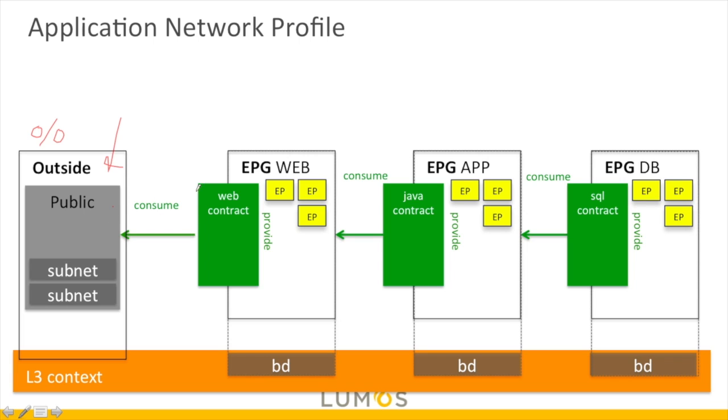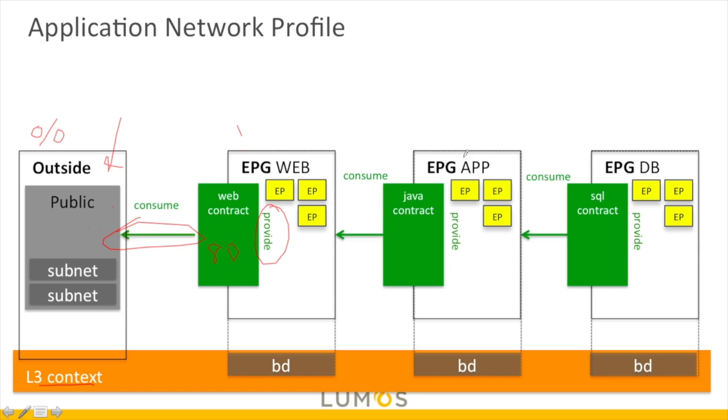To get the outside world into our web layer, we have to provide a contract. So the web EPG is providing, and the public outside EPG is consuming this web contract. And this web contract might say, let's let port 80 through or port 443. The web servers exist on a bridge domain, and the bridge domain has a subnet on it. And those subnets exist on a single layer 3 context.